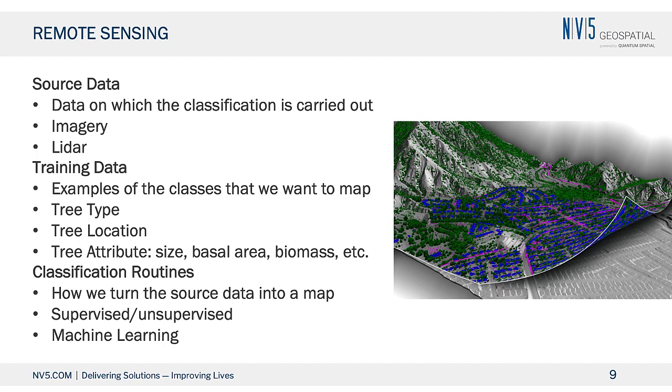So this stuff isn't magic. We don't just throw it all in the computer and the computer spits out the answers that we're looking for. We actually have to train the computer to understand what we're looking for. And so we have to bring to the computer examples of what we want to map. In this case, we're particularly interested in trees. And so we need to identify different types of trees.